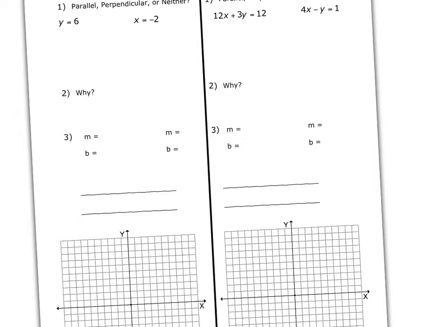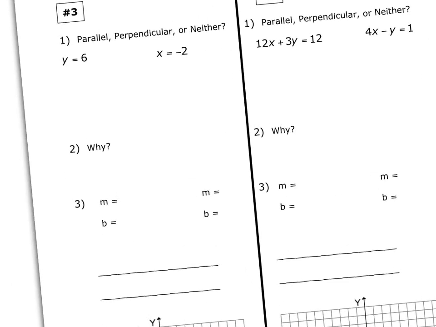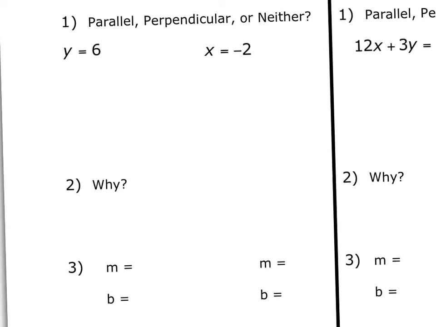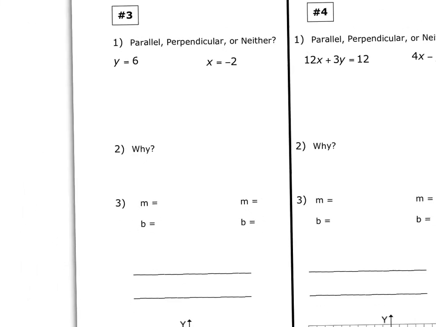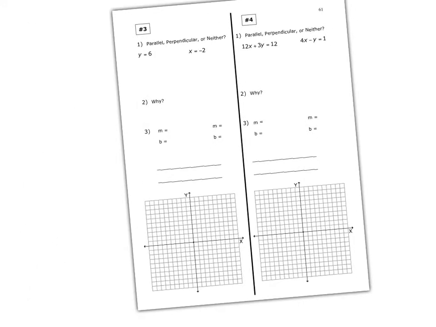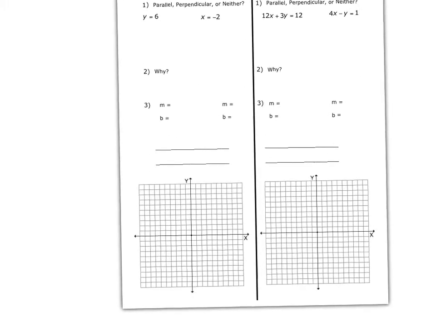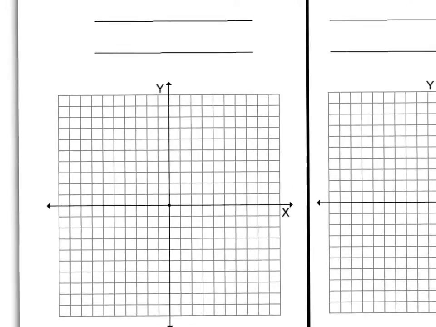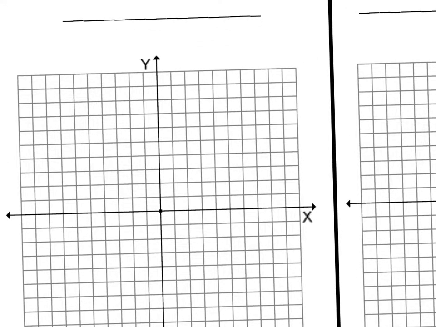All right, let's try a couple more real quickly, and then we will be done. Okay, so this one, we have y equals a number, and x equals a number. So remember, when y equals a number, you're going to have a horizontal line, and when x equals a number, you have a vertical line. So if we went to y equals 6, 1, 2, 3, 4, 5, 6, and drew a horizontal line through there, that's what our line would be.